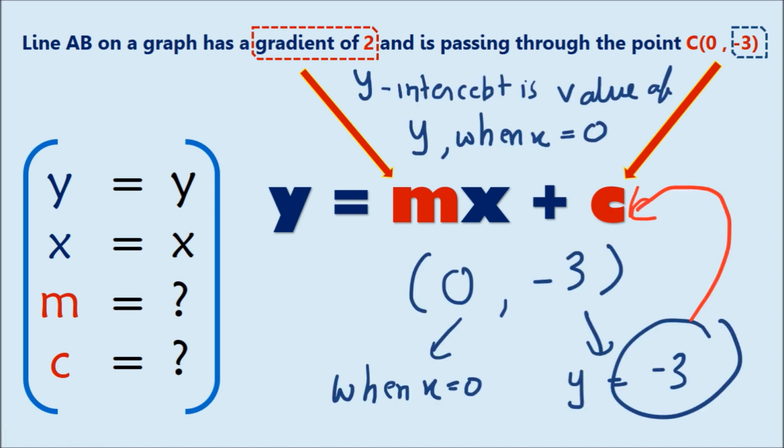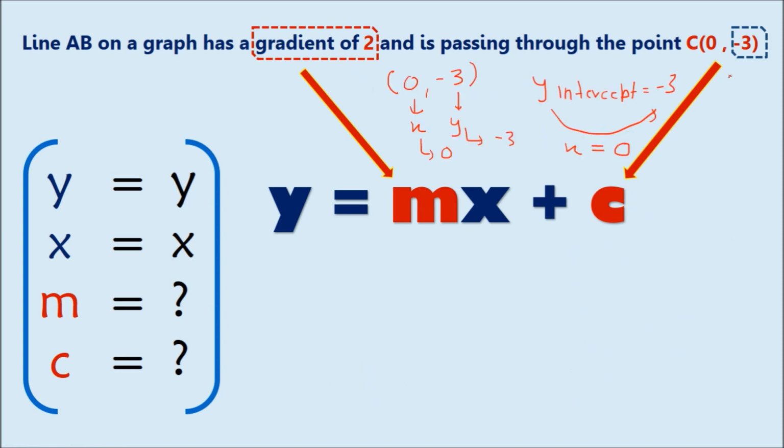So a quick recap of why y-intercept is minus 3. Y-intercept is the value of y when x is equal to 0. And in this coordinate, when x is 0, y equals minus 3. That's why minus 3 will be the y-intercept. That's how we get the value of y-intercept as minus 3.